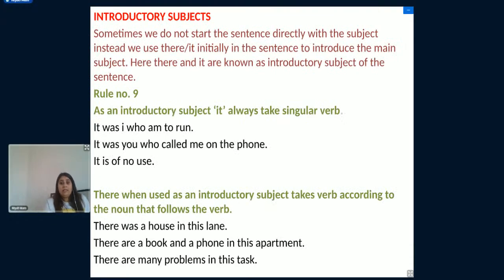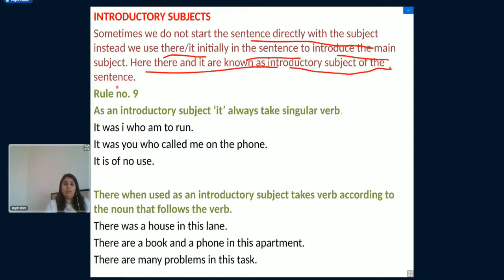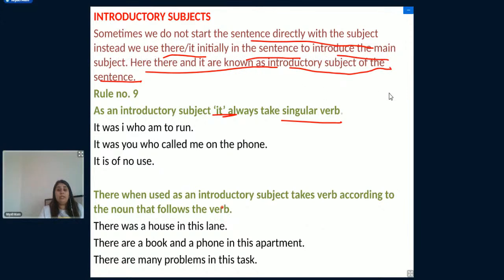Yeah. See, sometimes we do not start the sentence directly with the subject. Instead, we use "there" or "it" initially in the sentence to introduce the main subject. Here, "there" and "it" are known as introductory subjects of the sentence. As an introductory subject, "it" always takes a singular verb. "There," when used as an introductory subject, takes a verb according to the noun that follows the verb.